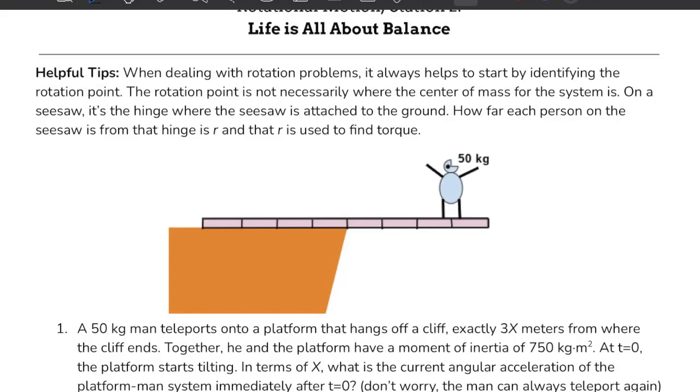Okay, we've got a cliff with an overhanging plank or board or whatever, and we've got a guy standing pretty far down that plank. The pivot point happens at the edge. It's going to be the last point of contact if we're starting to pivot over. So that's our pivot point. It happens to be in the middle of this board.